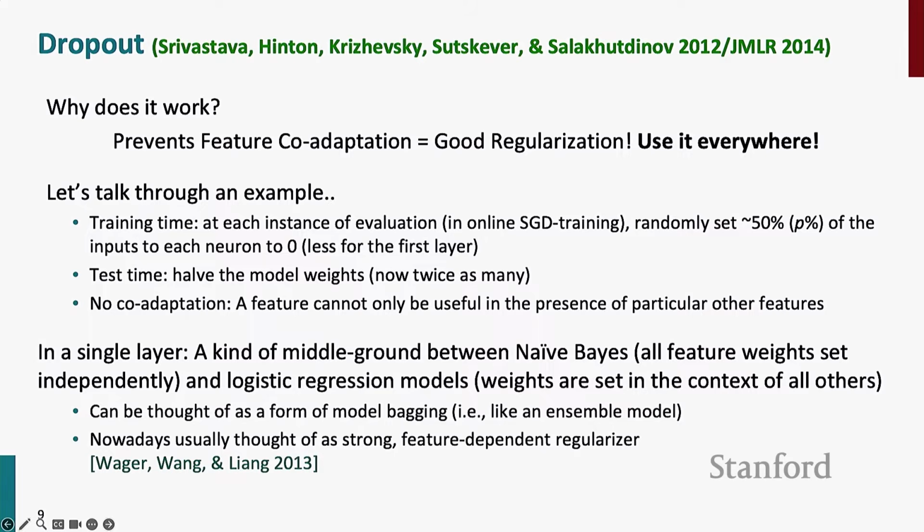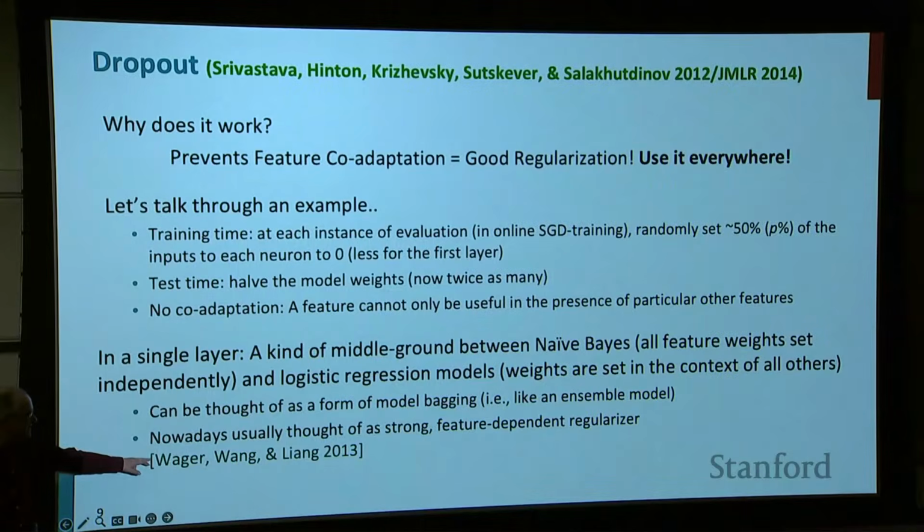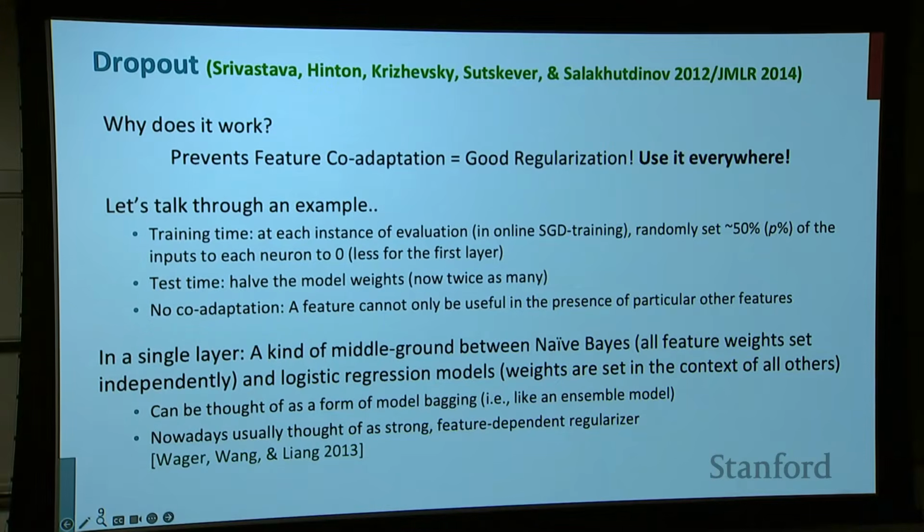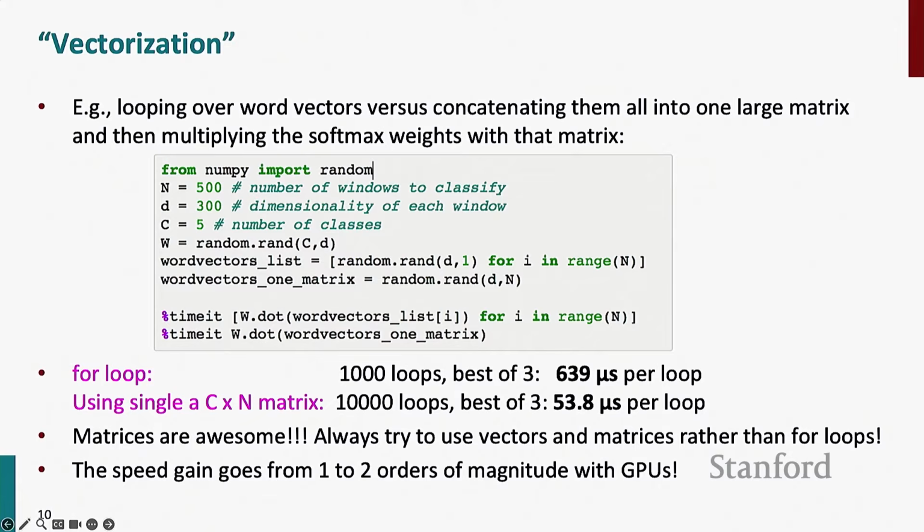You're setting the weights in the context of some of the other features, but different ones will disappear at different times. But following work that was done at Stanford by Stefan Varga and others, these days people generally regard Dropout as a form of feature-dependent regularization, and he shows some theoretical results as to why to think of it that way.